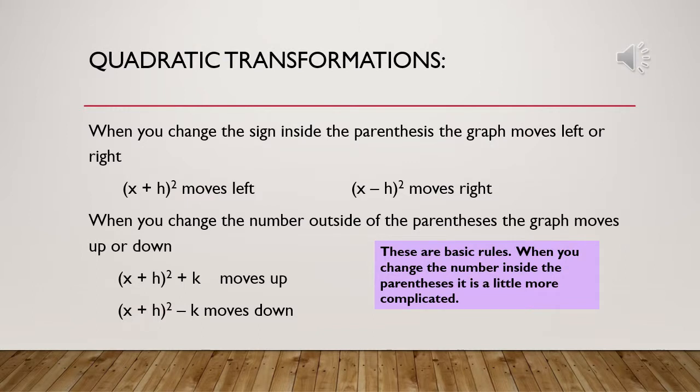These are rules for very basic transformations. When you change the sign inside the parentheses, the graph moves left or right from the original location. When you change the number outside of the parentheses, the k value, then the graph will move up or down on the y-axis. Remember, these are basic rules. When you change the number inside the parentheses, it is a little bit more complicated.